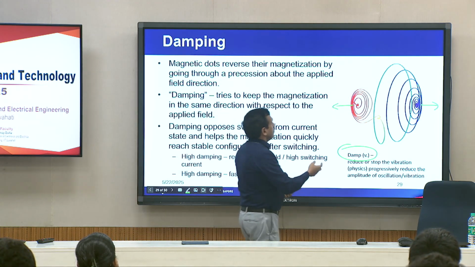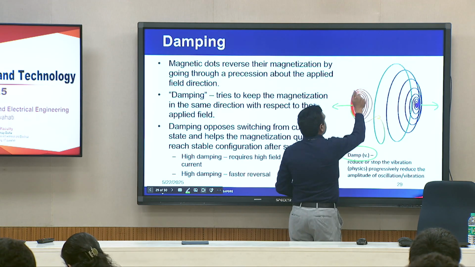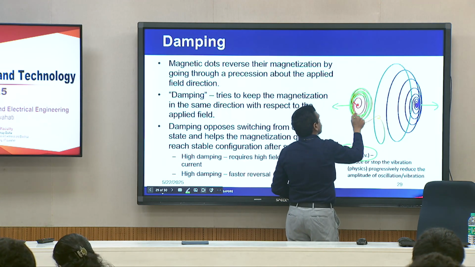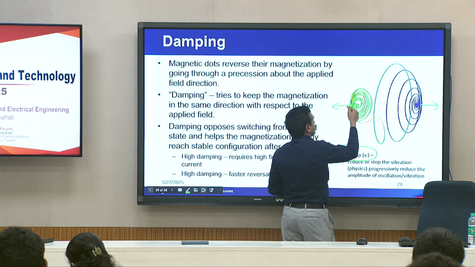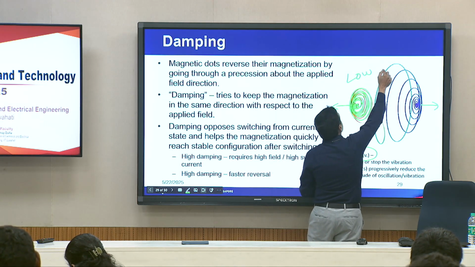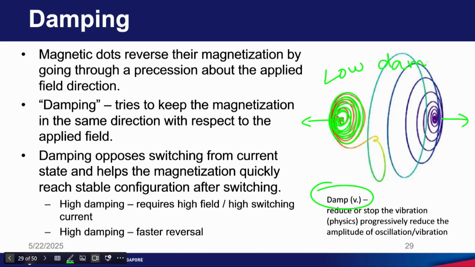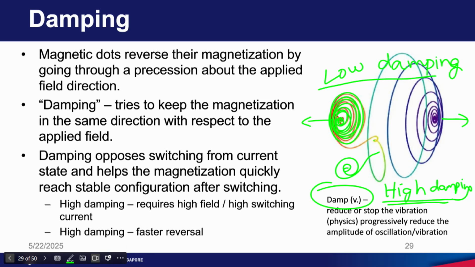Okay, so there are two possibilities. In one possibility it takes a very long time, so it goes through so many precessions, then finally stops here. So this means low damping. Another possibility is that it comes here, then quickly stops. So this is high damping. So if the magnetization settles faster, that means high damping. If the magnetization settles slowly, we have low damping.